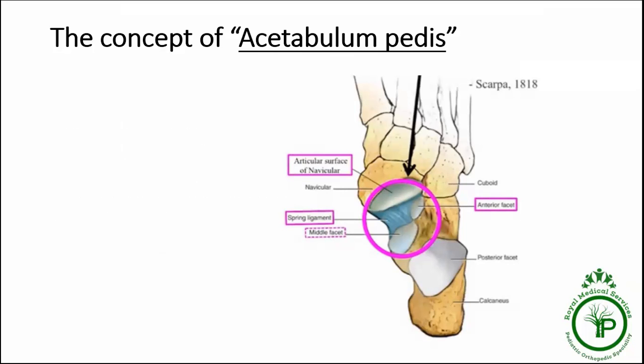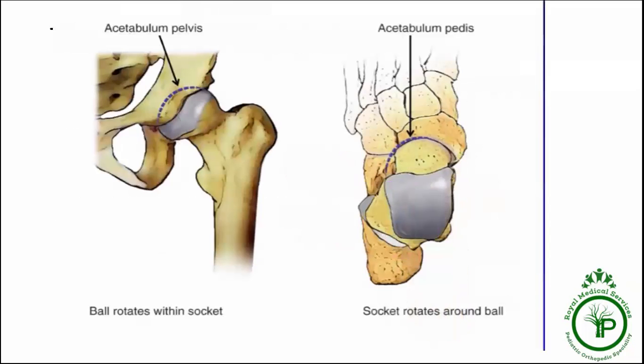This is the concept of the acetabulum pedis, which resembles the concept of the acetabulum in the pelvis. As you see here is the acetabulum, which consists of the ball and socket joint between the head of the femur, the same as the socket with the navicular bone. What's different here is that the ball rotates within the socket in the femoral hip joint. However, the socket rotates around the ball in the talonavicular joint.